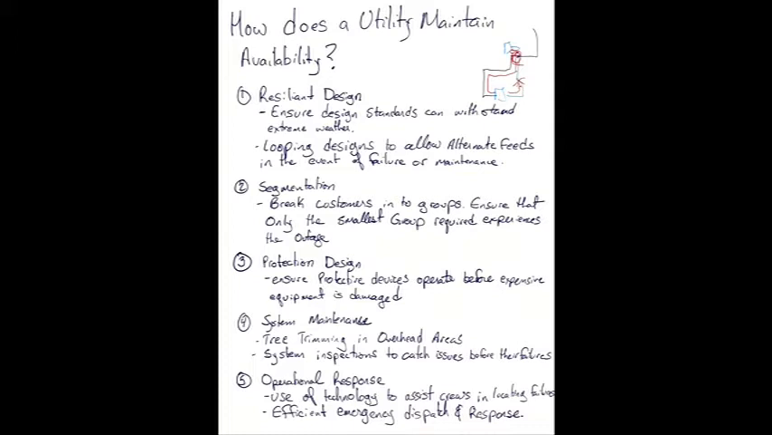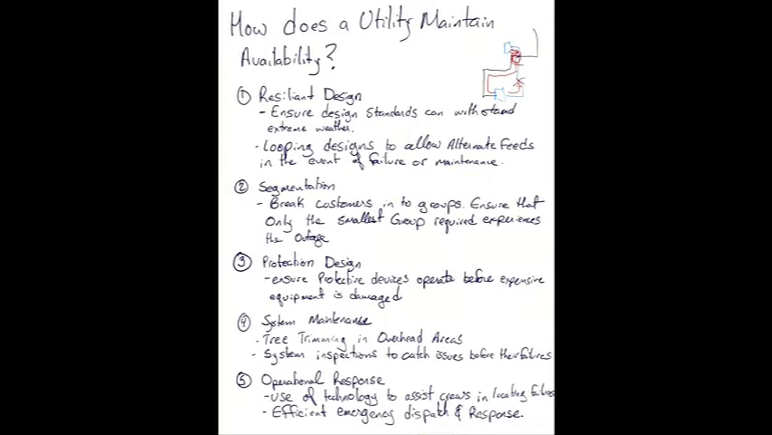So another thing that we want to do is design segmentation into our system. If we have 5,000 customers fed off of one 27 kV feeder, which is possible, you certainly don't want a failure at the end of the line in a single phase subdivision to take out all 5,000 of your customers. What you want to do is make sure that only the smallest number of customers possible experiences that outage. And if we get our protection design right, we get that segmentation built right in.